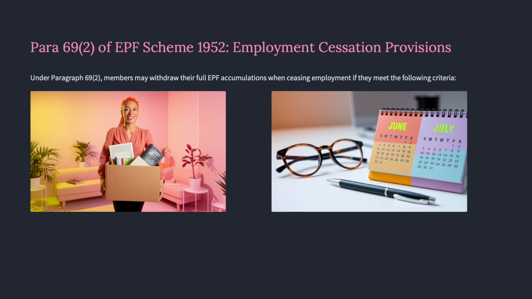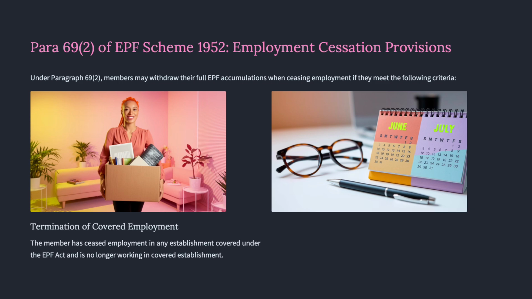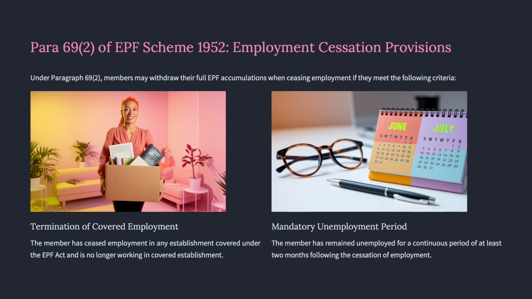Para 69(2) of the EPF Scheme 1952, employment cessation provisions. Under paragraph 69(2), members may withdraw their full EPF accumulations when ceasing employment if they meet the following criteria. Termination of covered employment: the member has ceased employment in any establishment covered under the EPF Act and is no longer working in a covered establishment. Mandatory unemployment period: the member has remained unemployed for a continuous period of at least 2 months following the cessation of employment.